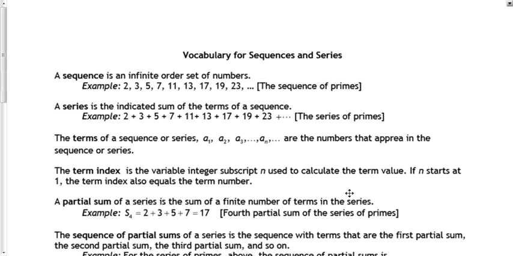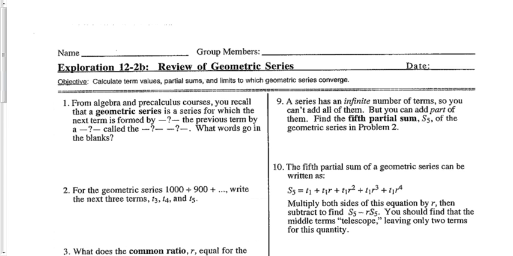Now, the first page that you have is vocabulary, reminders of things that you've seen before, but I'm not going to go over this first page. You may need to take time and look over this page. Any formulas you see, you must memorize. So again, if you want to pause the video now and read over this, that might be helpful. But this first page is going to be left up to you to complete. So moving on to the next page.